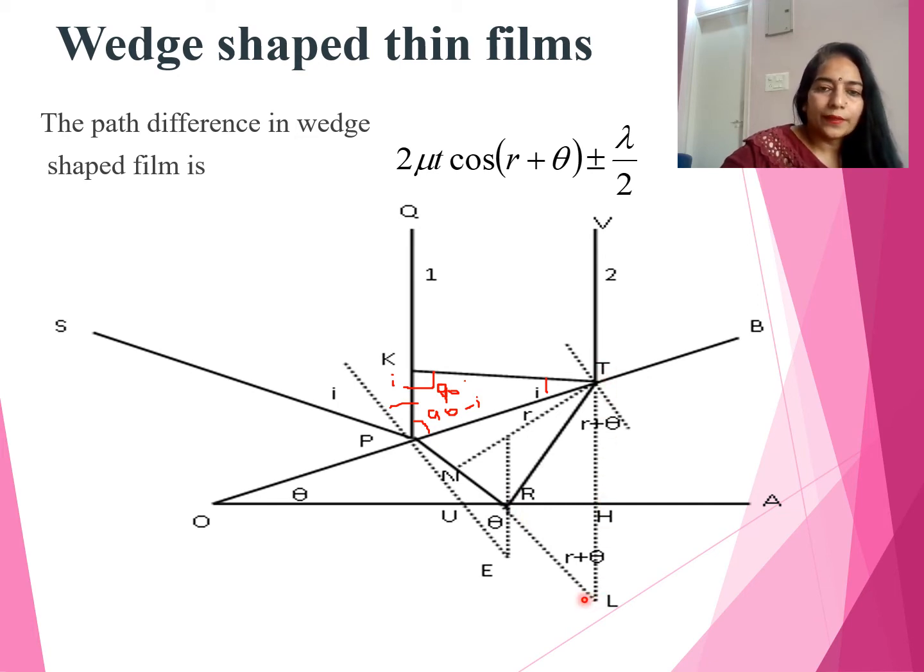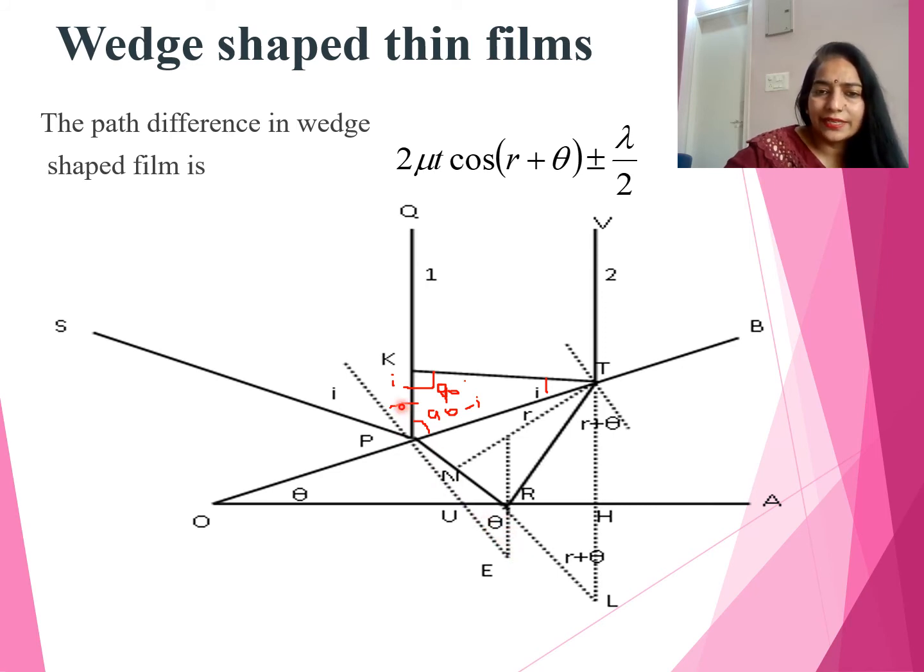Okay. Now see the angle. This is the wedge angle theta. This is also theta. How? When two planes are at some angle, then the normals to these planes also make the same angle as the planes. If these two planes are at angle theta, then the two normals, which we extend towards E, are also at angle theta.